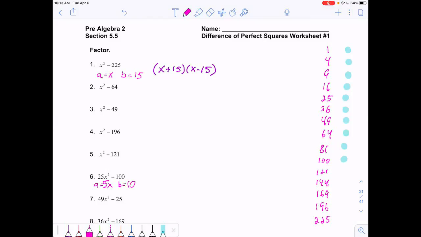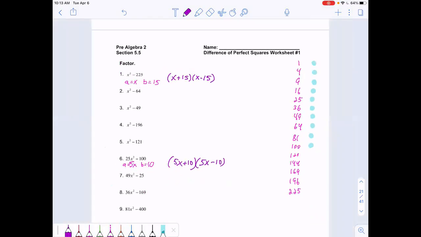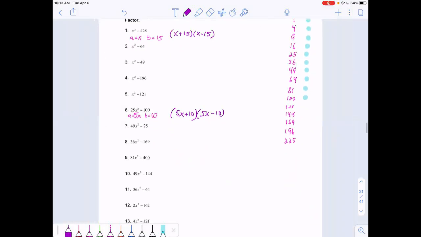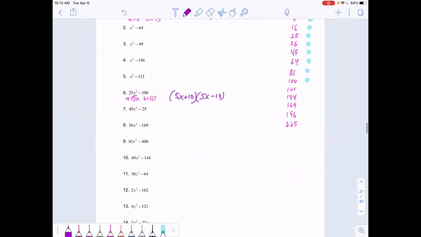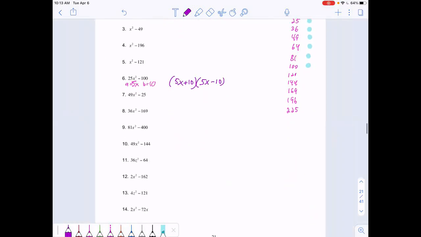We'll use the rule we just found. You get your A plus B is your first part. And your A minus B is your second part. That's all. That's like number 12. Yeah, that's what I was looking for.